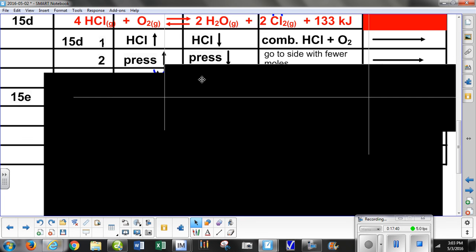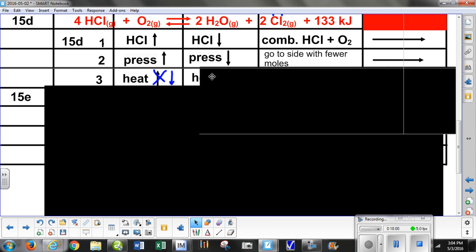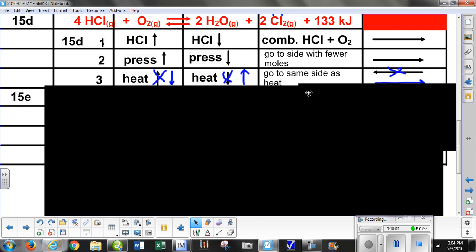Let's go down and now let's look at heat. You'll notice that I have heat going up as my first shot, and that took us the wrong direction. It didn't give us the right shift. So if heat goes up and we change it to heat goes down, then LeChat will also do the opposite thing. And when he does that, he's going to the side that's the same side the heat is on. That's how you get more heat.